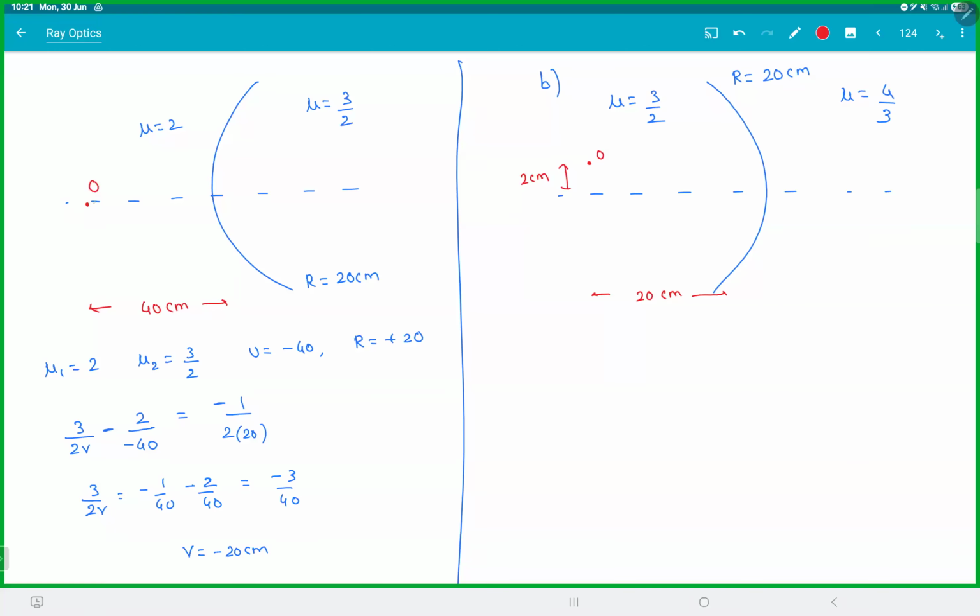Minus 20 indicates the lighters have bounced like this. And when you extend them backward, the image is forming here, 20 centimeters backward. It's a virtual image. Are you getting the meaning of this?